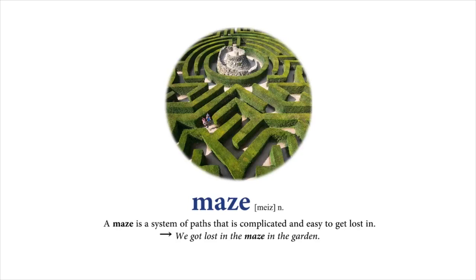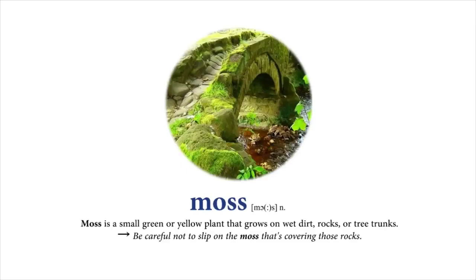Maze. A maze is a system of paths that is complicated and easy to get lost in. We got lost in the maze in the garden. Moss. Moss is a small green or yellow plant that grows on wet dirt, rocks, or tree trunks. Be careful not to slip on the moss that's covering those rocks.